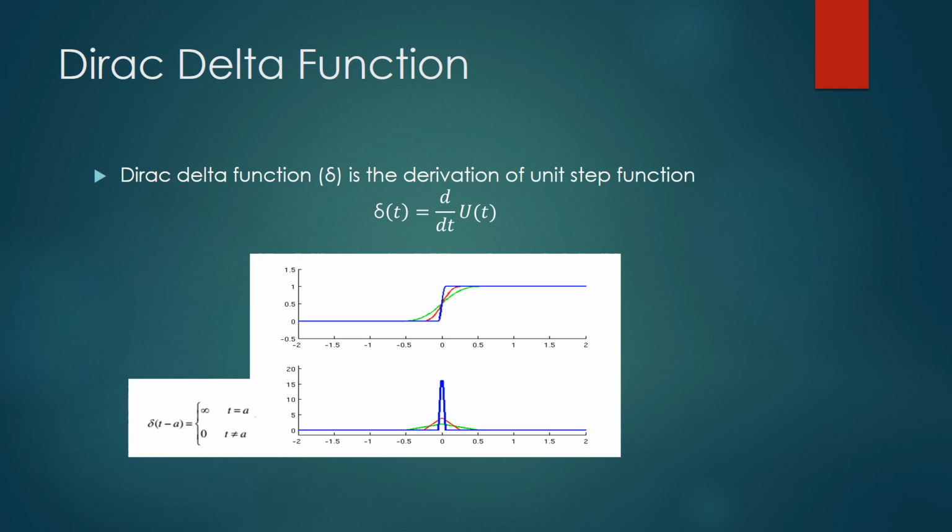Next, we're going to talk about the Dirac delta function. The Dirac delta function, with the symbol delta, is the derivative of the unit step function. As we can see in the top graph, that is the graph of the unit step function at t minus 0, and at the bottom, when we take the derivative of the unit step function, we get the bottom graph, and that is the graph of the Dirac delta function.